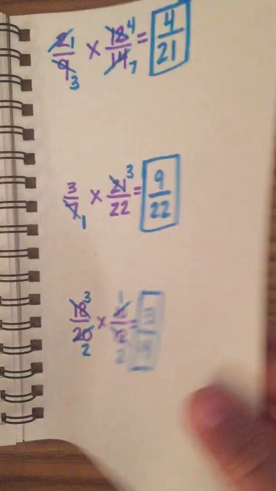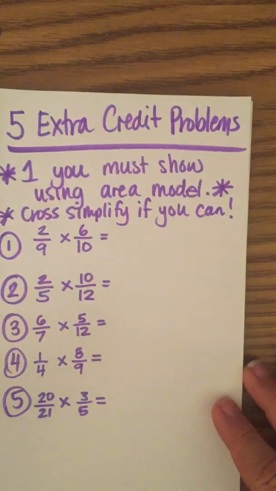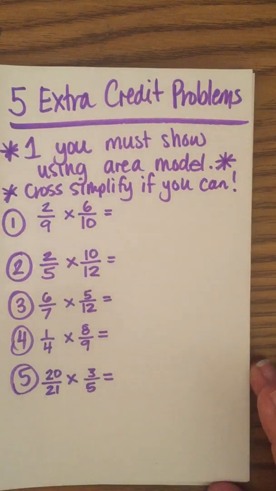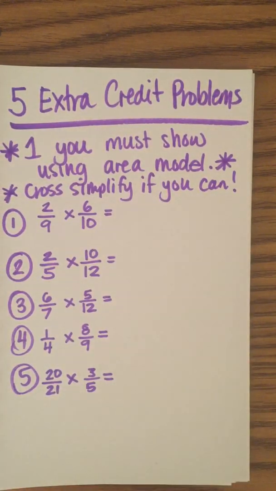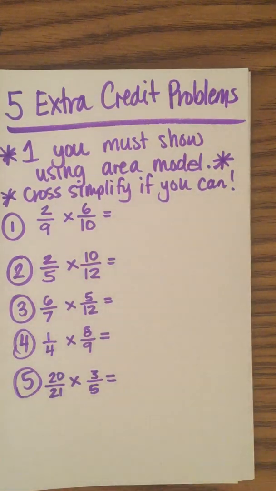Awesome. So I have some extra credit for you. I hope this is all on the screen. I think it is. Okay. So here are 5 extra credit problems. You can solve them any way you choose, but one of them you have to show using the area model. You pick the one you want to do. And for the other ones, if you're just going to multiply without the area model, cross simplify if you can. It will make it so much easier to do.